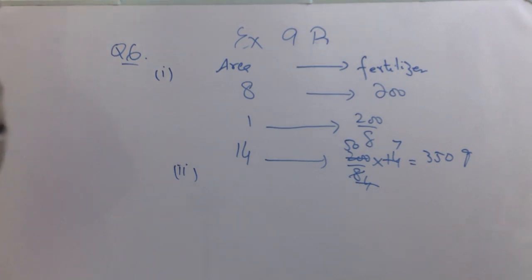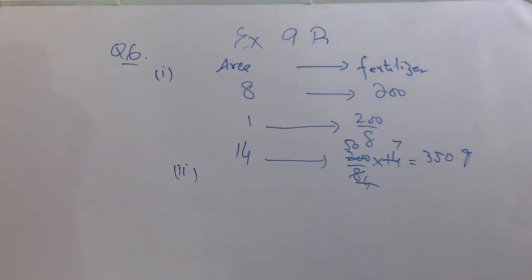Very simple: if the area is 8 meters square, we use 200 grams. If the area is 1 meter square, we use less fertilizer, 200 divided by 8. If we use more area, 14, the amount for 1 will be less and for 14 will be more, so we multiply by 14 and get the answer 350 grams.